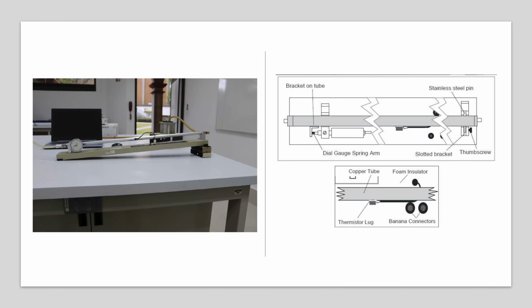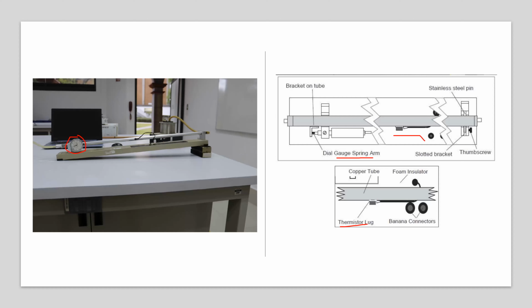And how exactly the experiment is going to work is that, first of all, the bar is going to be connected to a gauge spring arm. This connects to this gauge, which will tell us how much it expands. Because as it expands, it will move the gauge spring arm, and therefore the needle on the gauge will start to turn.